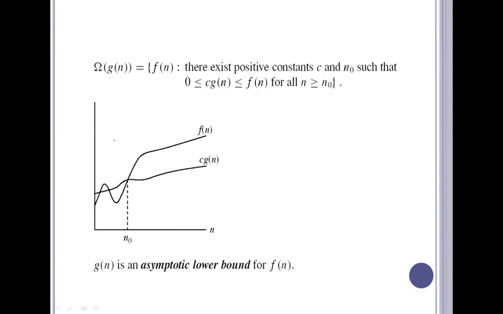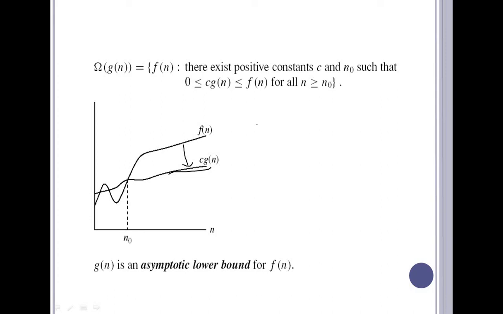So the next asymptotic notation is omega. In the omega we will say f of n is omega of g of n if there exist positive constants c and n0 such that c multiplied by g of n is always less than f of n. So my time complexity of the algorithm is never going to be below this g of n. So this is going to represent the lower bound for my f of n.